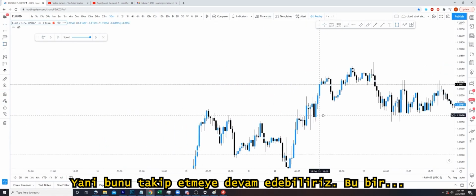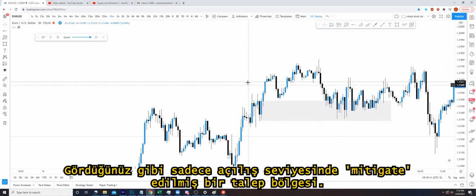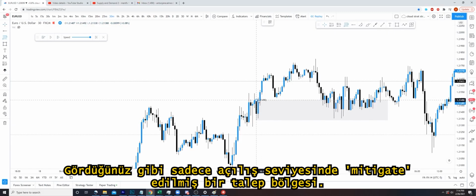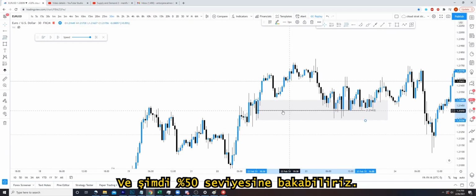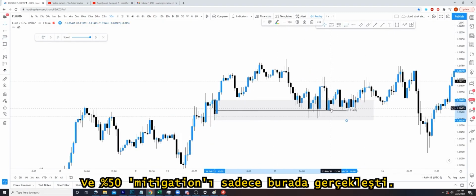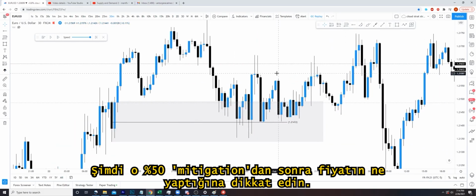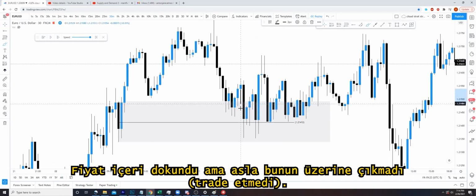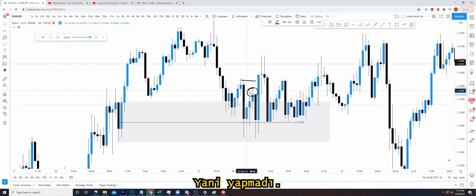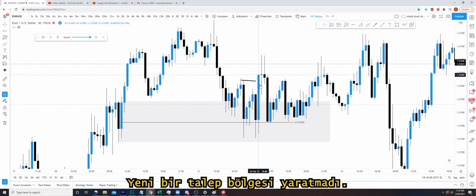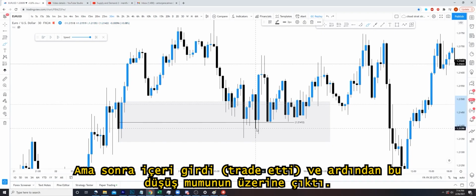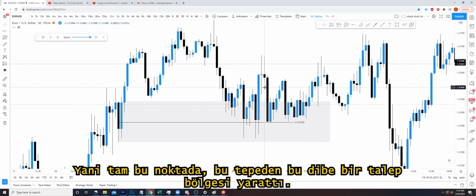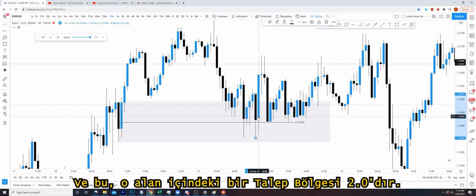This right here is a demand zone that was only mitigated at the open, as you can see, and we can look at the 50% now, and the 50% mitigation only happened here. Now, from that 50% mitigation, notice what price did. Price tapped in, but never traded above this. It never created a new demand zone, but then it traded in and then traded above this down candle, right? So at this exact point, it created a demand zone from this high to this low, and that's a demand zone 2.0 within that area, right?